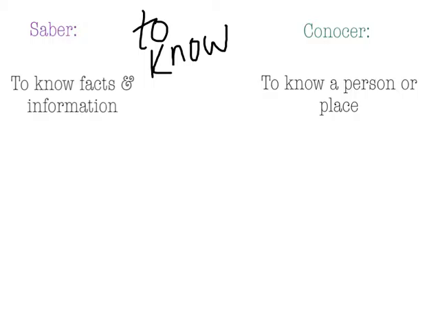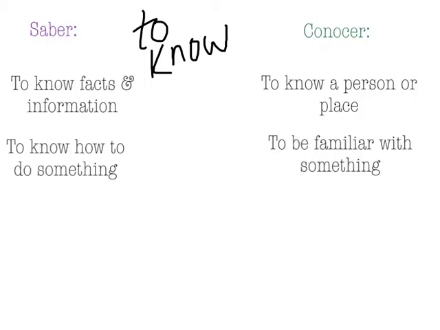Conocer also means to be familiar with something. It's that same kind of more personal idea. Saber is to know how to do something. So if you want to say, I know how to play chess, yo sé jugar ajedrez. So the overall understanding here is that while saber is more factual, conocer is more personal. Let's flip onto the next page and we'll do some examples. But first I want you to make sure that you have all this information down in your notes, please.